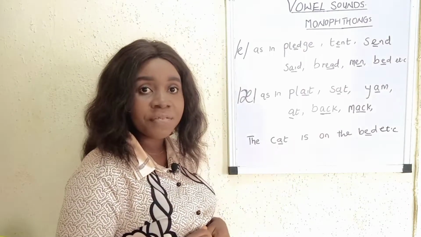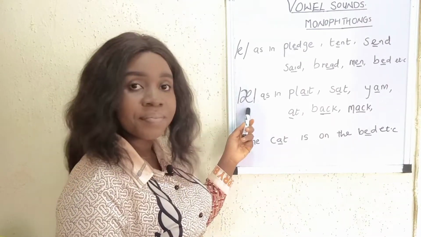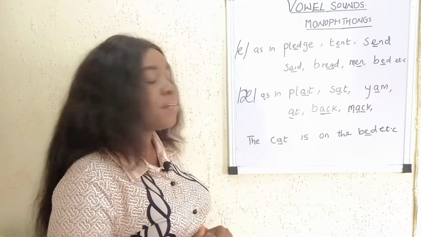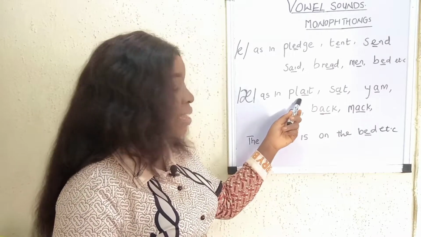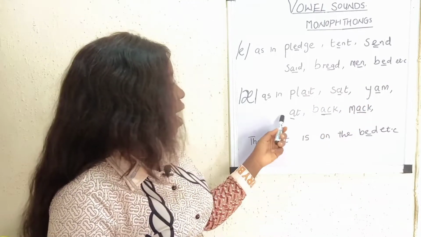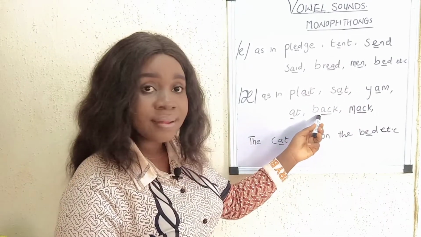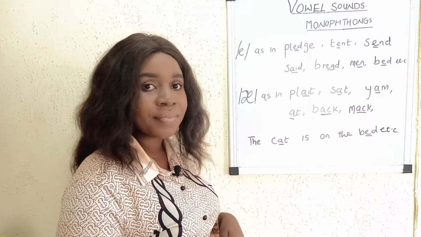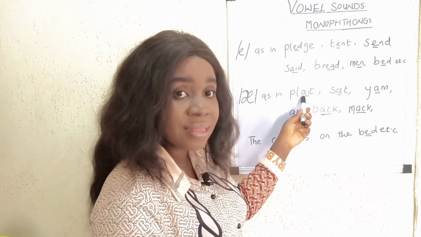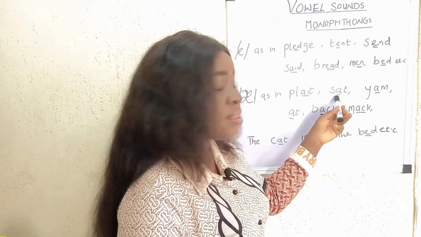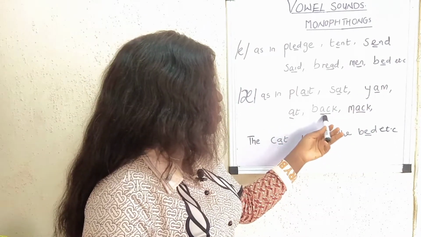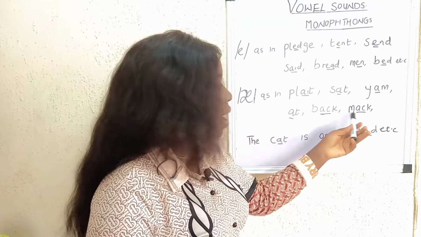The second sound we have on the board is the sound A. A. We have the sound in words like plait, sat, yam, at, back, and mac. The sound A is represented as letters AI in plait, as letter A in sat, yam, and at, and as letters AC in back and mac.